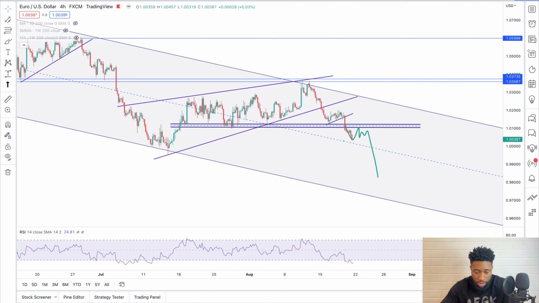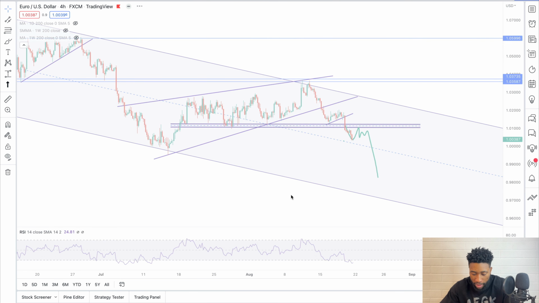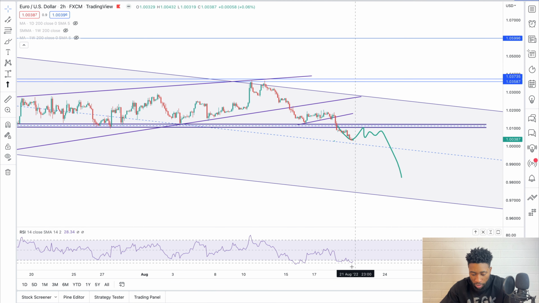Sorry, I'm going to check EURUSD. So checking EURUSD real quick, on the 4-hour time frame, I'm going to go down to the 2-hour time frame. We seem to be in the oversold region as well, but not as oversold as we have it in GBPUSD.